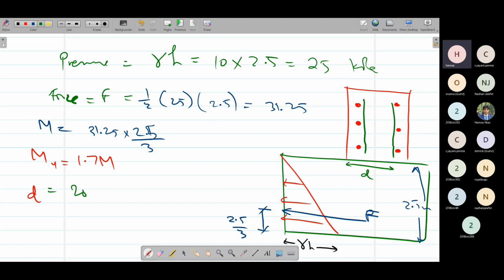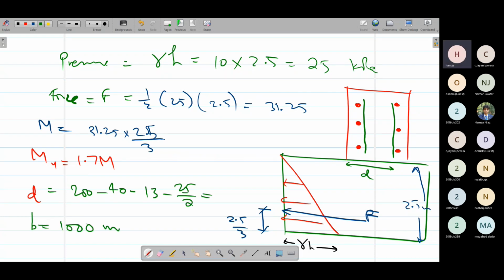D value would be 200 millimeter, the thickness of the total wall, minus 40 millimeter for the cover, minus the horizontal steel, which we can take as number 13, minus the diameter of the vertical steel, the main steel. We can take this main steel as more reinforcement, so 25 millimeter over 2. And B value we already know as 1000 millimeter. Okay, any issue in this portion?